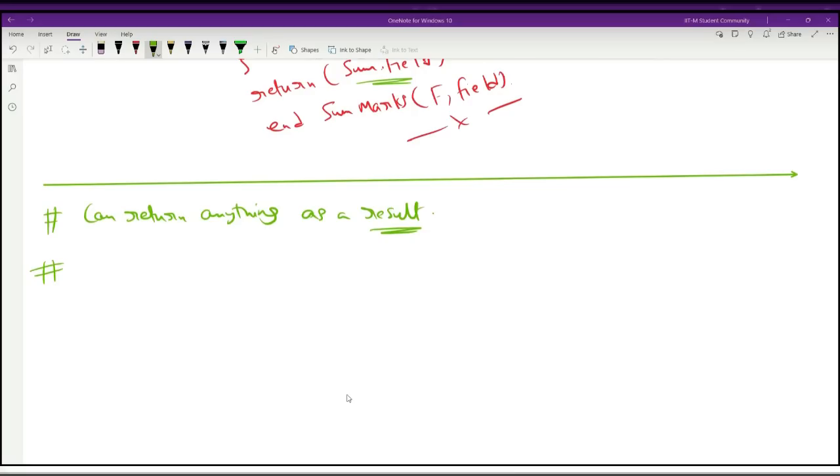It can return anything as a result. Now, correct marks for one subject. For one subject on a card. How can you represent marks of one subject from a card? You have a card with you. Imagine that your marks are represented in a card.